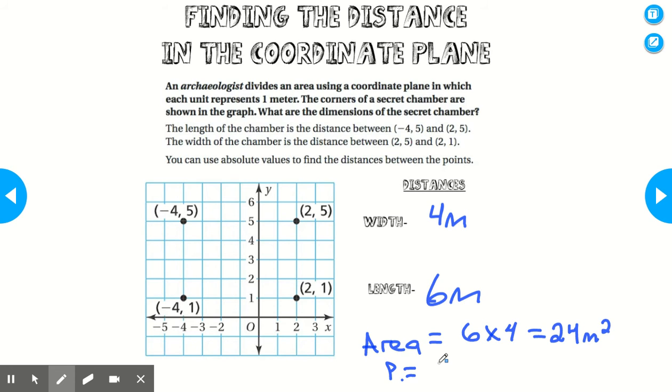And perimeter would be 2 times the length and 2 times the width. So I'm going to do 2 times 6, which is 12, plus 2 times 4, which is 8. Oops, this is 4. I'm going to write 8 because I'm silly. So then I would have 12 plus 8, and we would have 20 meters for our perimeter. So that's how you would extend this information and apply it in a new way. And you may see that in some of your activities, but it's super simple now.